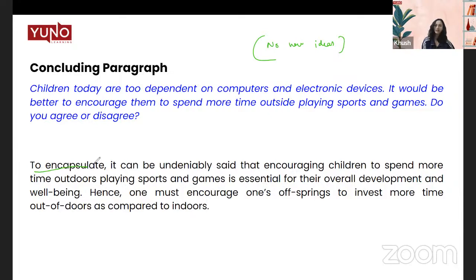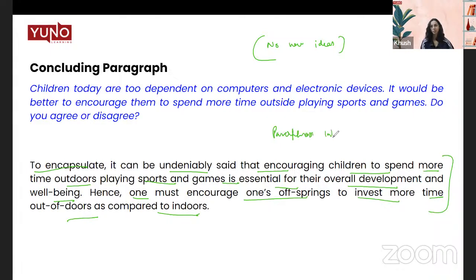You can start with "To encapsulate" if you like, that could be a linker. It can be undeniably said that encouraging children to spend more time outdoors, playing sports and games, is essential for their overall development and well-being. Hence, one must encourage one's offspring to invest more time outdoors as compared to indoors. Now you can simply paraphrase your introduction. But while you're writing your conclusion, make sure that it doesn't sound repetitive. Whatever you've written previously, change the sentence structure and add more synonyms so that it doesn't look repetitive.